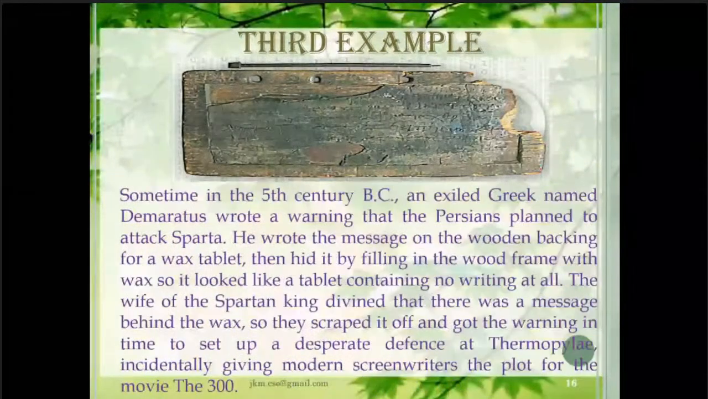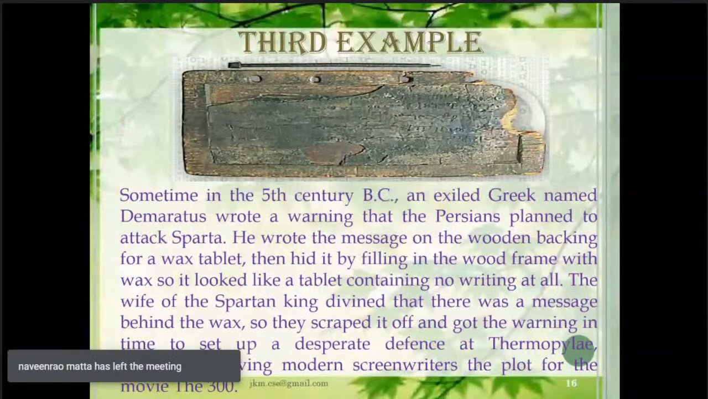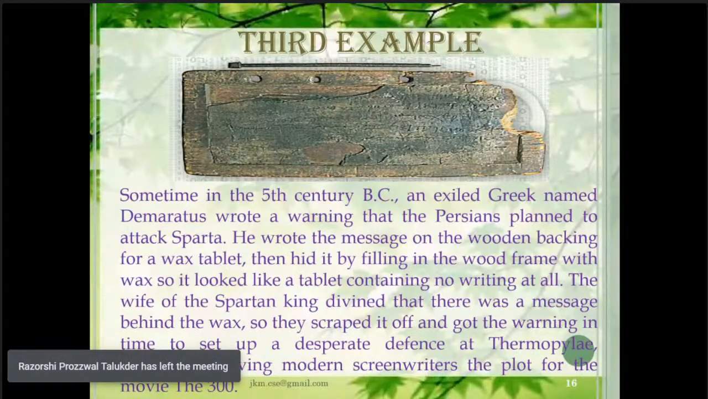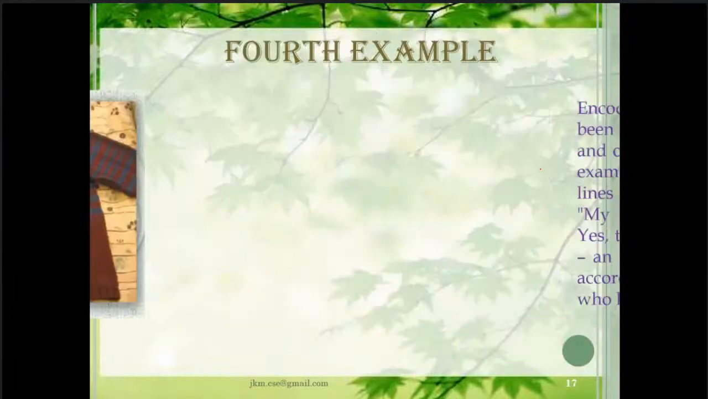The third example is this: in the 5th century BC, someone wrote a warning message on a wooden plaque. They wrote the message, melted the wax, put the wax over the plaque, and drew some painting on it and gifted it to them. They thought it was something different, but they scraped off the wax and read the message. So these are called visibly invisible communications. Only the intended participants or the intended people can identify this.